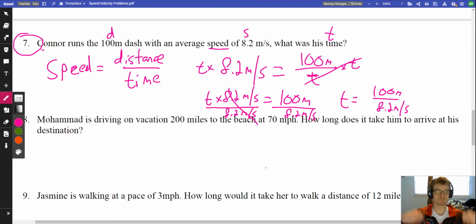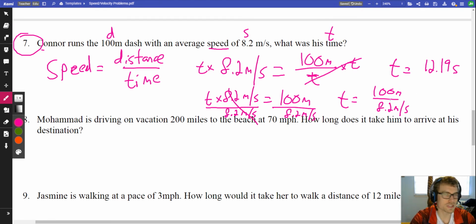Okay, so we've gone through, we've rearranged the equation so that now T is equal to our numbers, right? Just like it was with the speed equation. So we're basically just trying to rearrange it so that we have our variable equal to the other numbers. And so now we can use our calculator and figure this out. Our time, if we take 100 and divide it by 8.2, is going to be equal to 12.19 seconds.